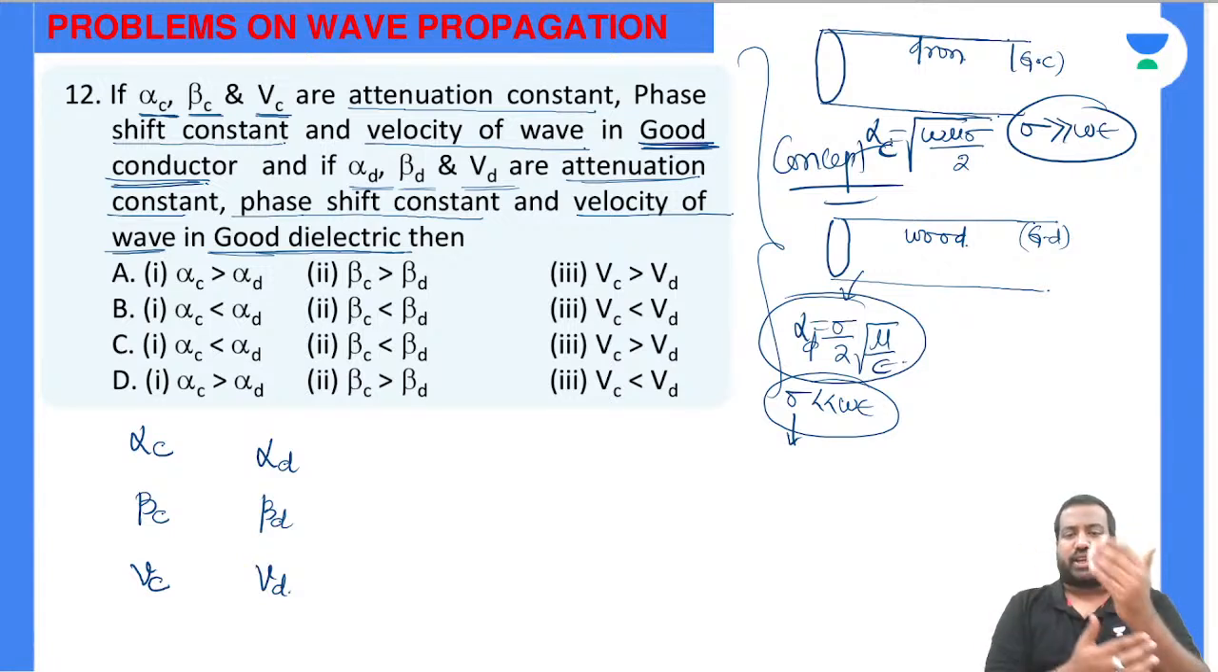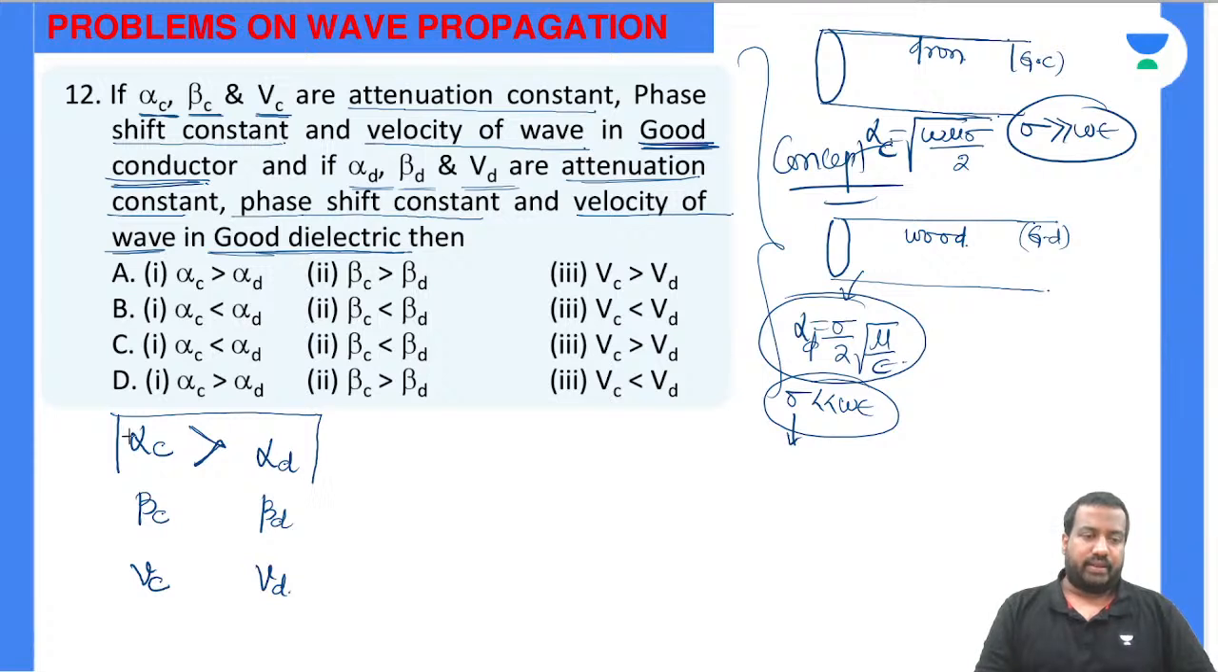The wave will get more attenuated in iron. This is exactly opposite of circuit theory. In circuit theory, more conductivity is good. Here more conductivity leads to more loss. So the wave gets more attenuated in good conductor when compared to good dielectric.